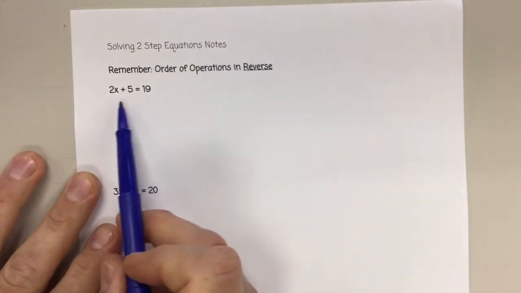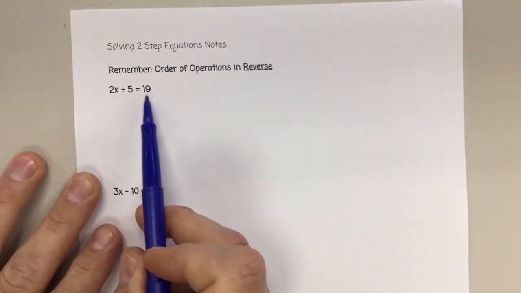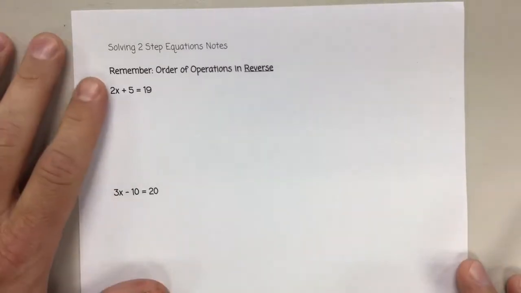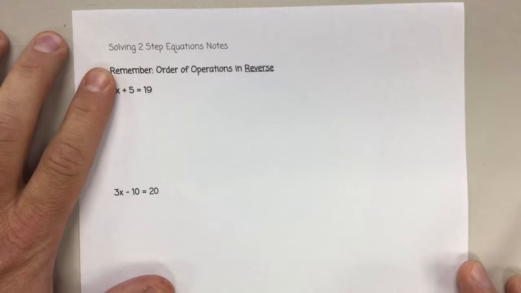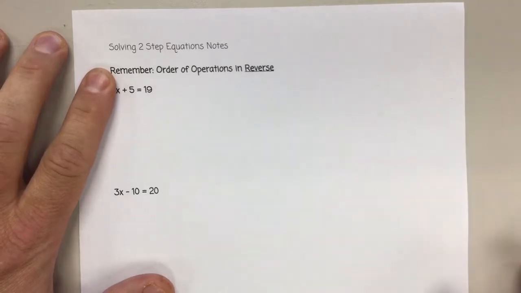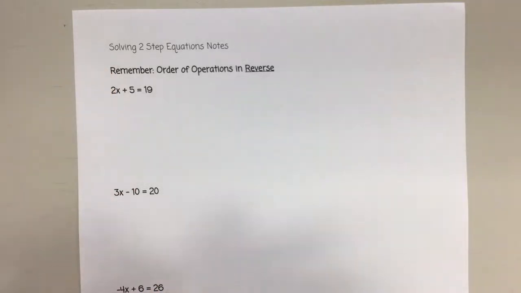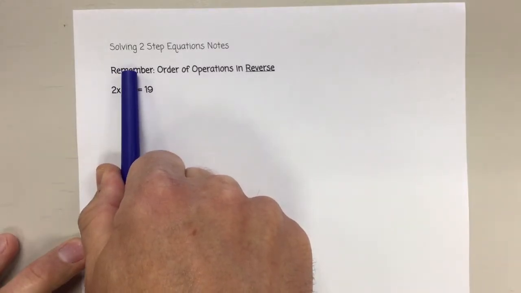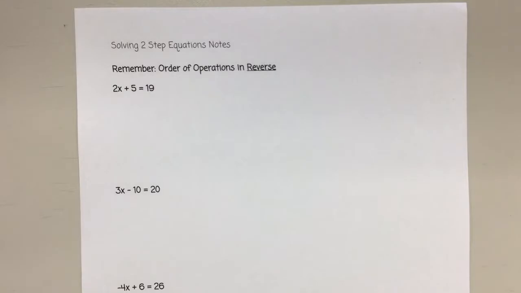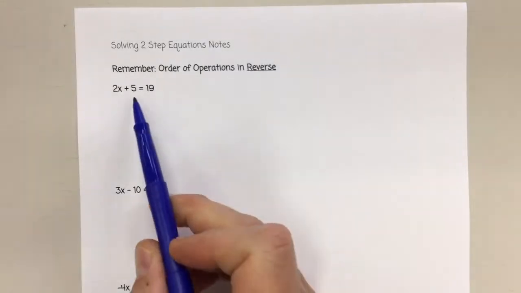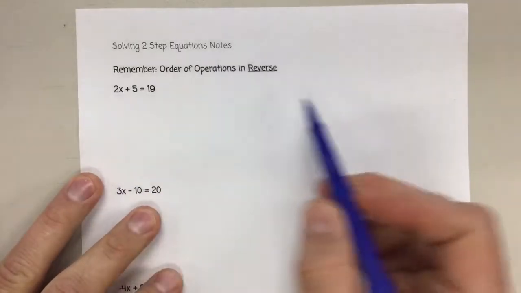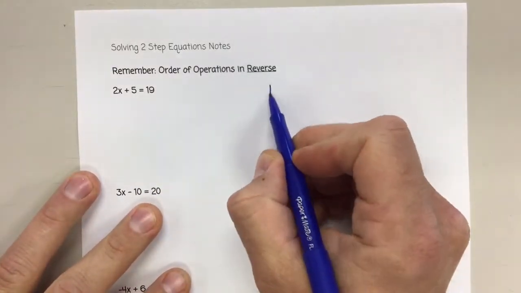So here's our equation. We have 2x plus 5 equals 19. Now, in one-step equations, we would have just had the x plus 5, and we would have had to subtract 5 from both sides, or we would just have 2x and divide both sides by 2. But now we have both happening at the same time. We have addition and multiplication. So of course the question would be, which one of those do we get rid of first?